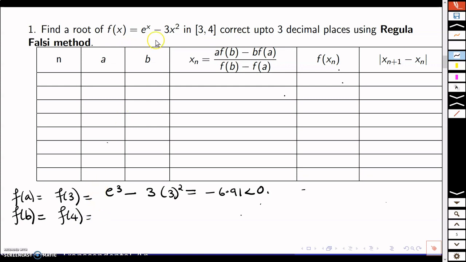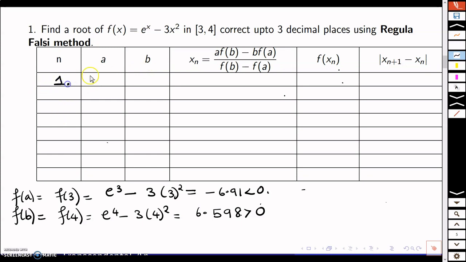So you will put x is equal to 4 in the given function, that will be e raised to 4 minus 3 times 4 square. And you will see that this value turns out to be 6.598, which is positive. So f of a and f of b have opposite signs, so definitely between 3 and 4 there will be a root. Okay, so now we will start with the iterations.